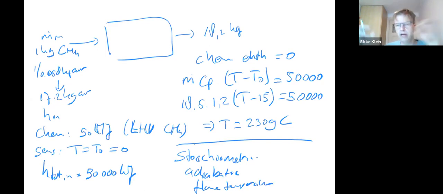And this is an important concept. Stoichiometric means, well, we have the ideal reaction, so we have just the right amount of CH4 and just the right amount of air. Adiabatic means we don't have heat loss. So actually the inlet enthalpy equals the outlet enthalpy. And then we get the flame temperature. That's really where all the heat of reaction is converted into heat.